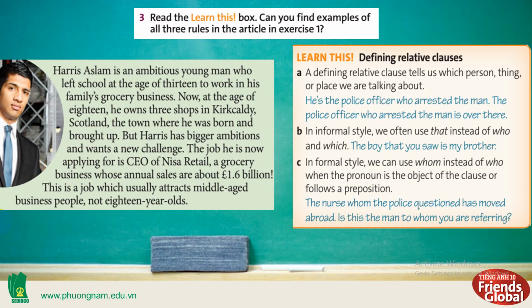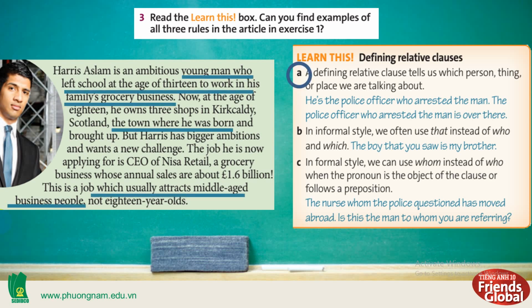Now, guys, look back at the article here. Can you find examples of the three rules that we have just learned? Now, A: a defining relative clause tells us which person, thing, or place we are talking about. Here, the first one, a young man who left school. The second one, the town where he was born. And the last, a job which usually attracts middle-aged business people.